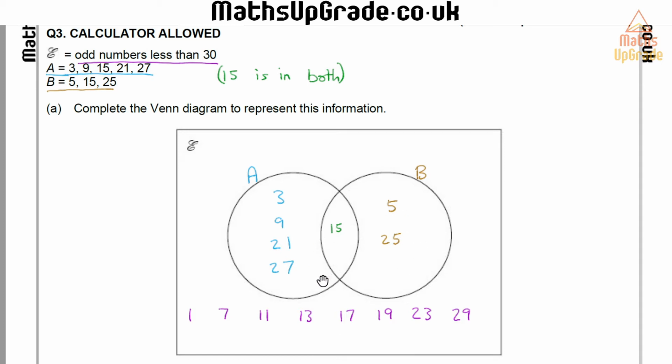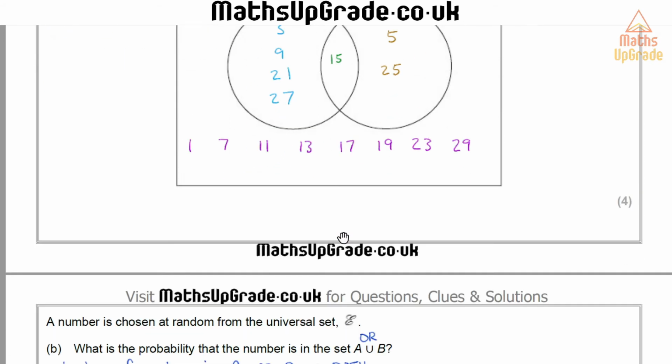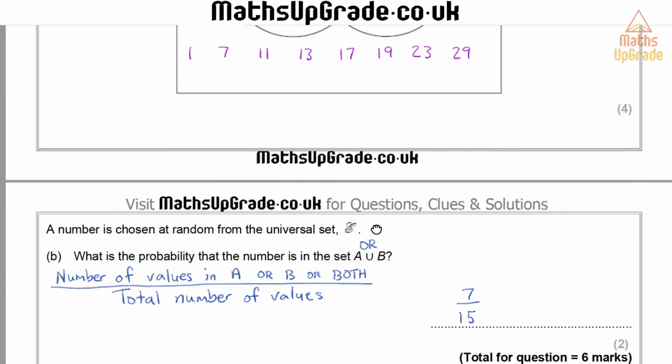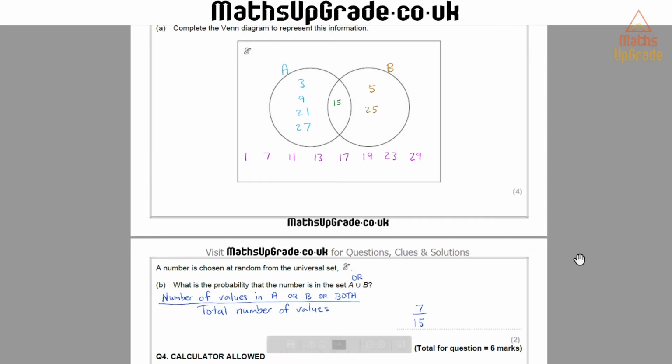And how many are in A or B or both? So here's A or B or both. So there's 1, 2, 3, 4, 5, 6, 7. So it's going to be 7 out of 15. And you can't cancel that down. So that is 2 marks and 6 marks altogether for the whole question.